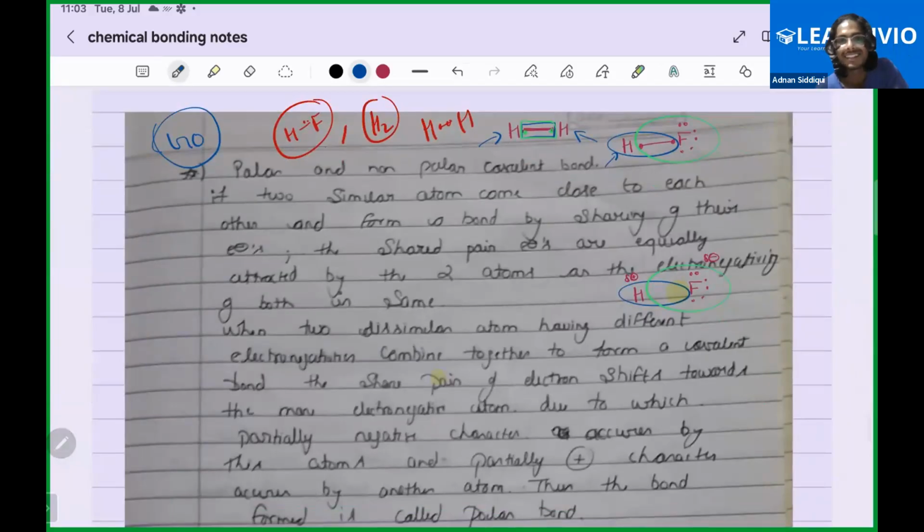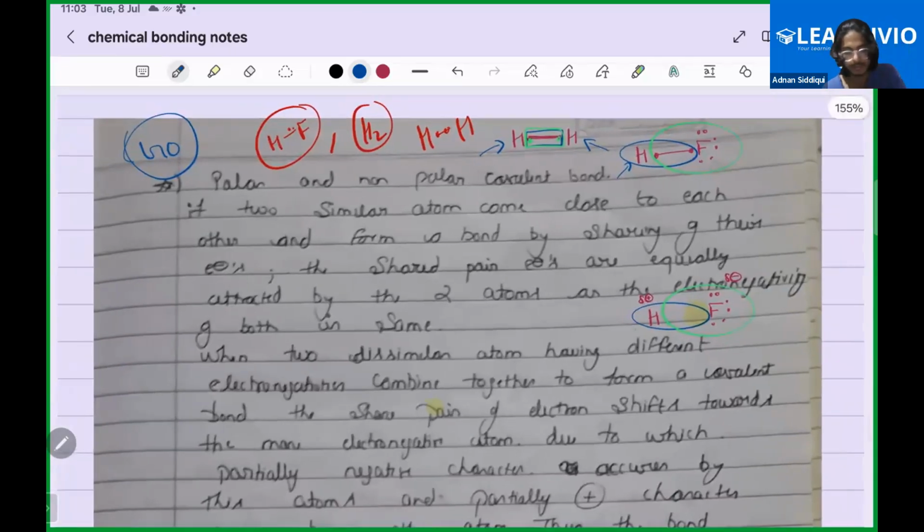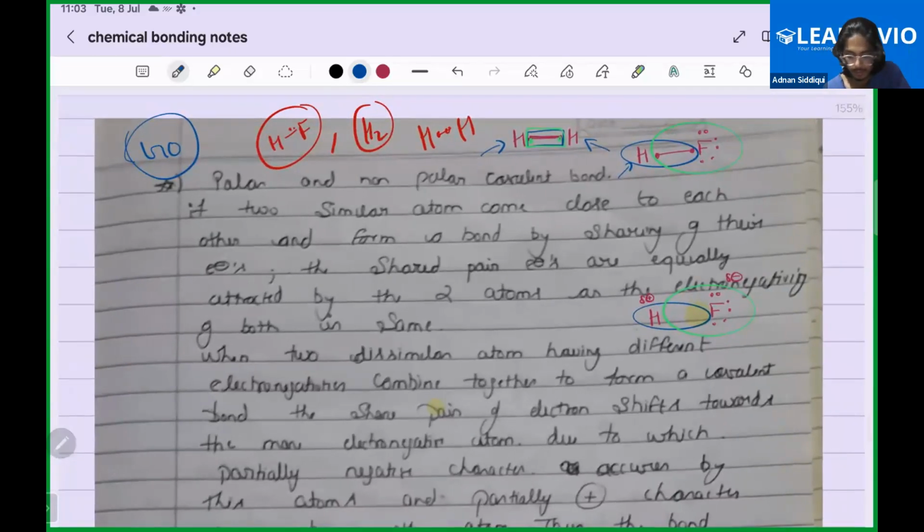Okay. So what about this molecule? Cl2. Is it a polar molecule or a non-polar molecule? Non-polar. Good. What about HCl? Polar. Good. So now you have Cl, which is more electronegative than hydrogen.